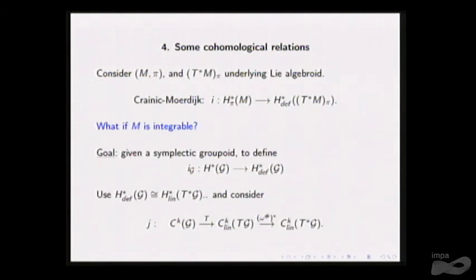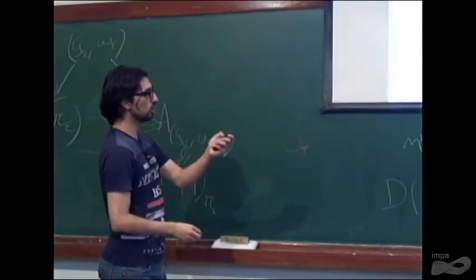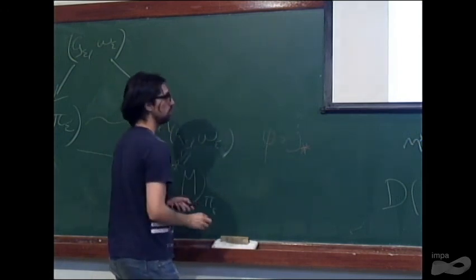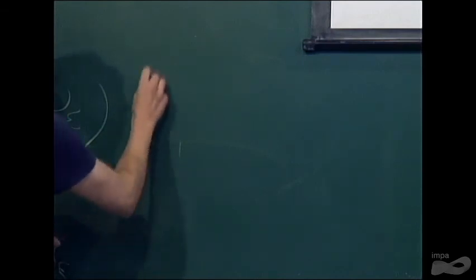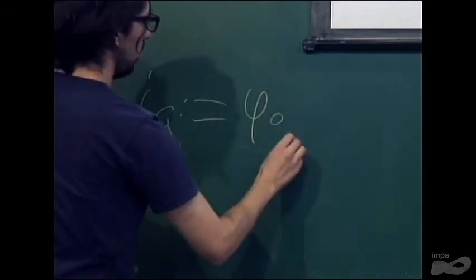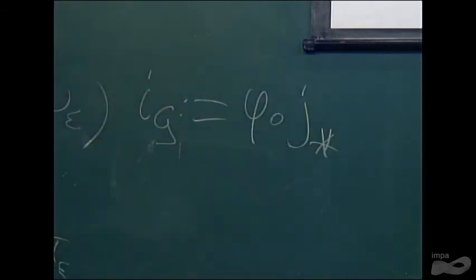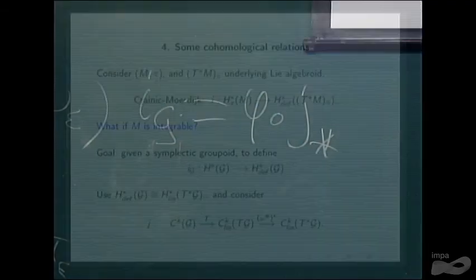And the second fact is to consider this map J, which is the composition of these two maps, T, where T is a natural map that you can define, which is the tangent lift of cochains. You take cochains of the groupoid, and it goes to cochains on the tangent groupoid. And here omega sharp is the induced map by the symplectic form. So if we take the map J at the level of cohomology, and we compose it with this isomorphism, let me call it phi, this will be the map I_G that I want to define, which will be this map here from the differentiable cohomology to the deformation cohomology.